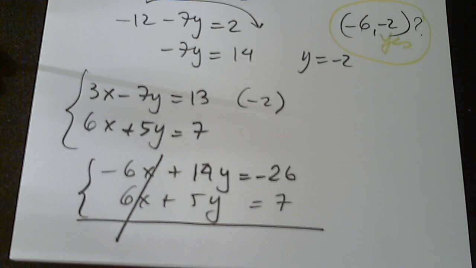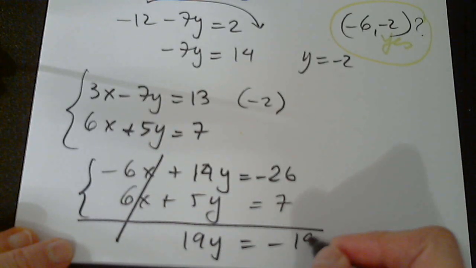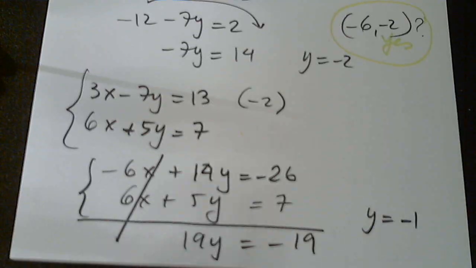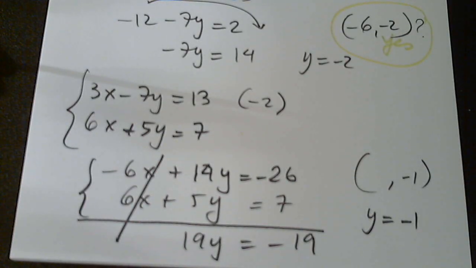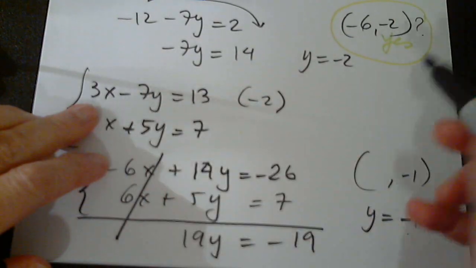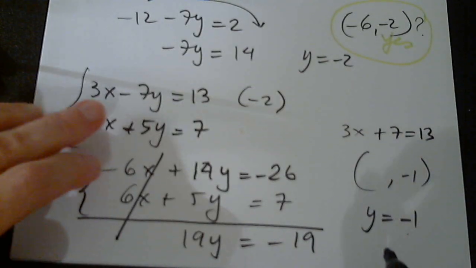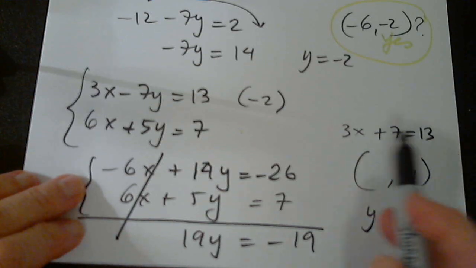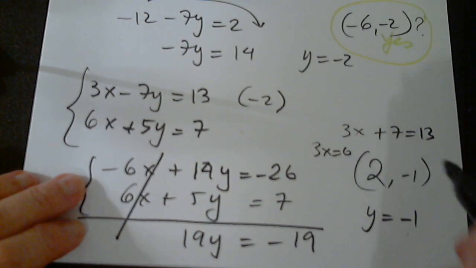That was the purpose. So now we have 19y equals negative 19. So then y equals -1. Nice. Not good enough because I only have the y coordinate. I don't have the x coordinate, but that's no problem. I can go back anywhere, it doesn't matter where. So if I go back here, so I have 3x plus 7 equals 13. I move 7 to the other side because it will become negative. So then 3x equals 6, so x equals 2.